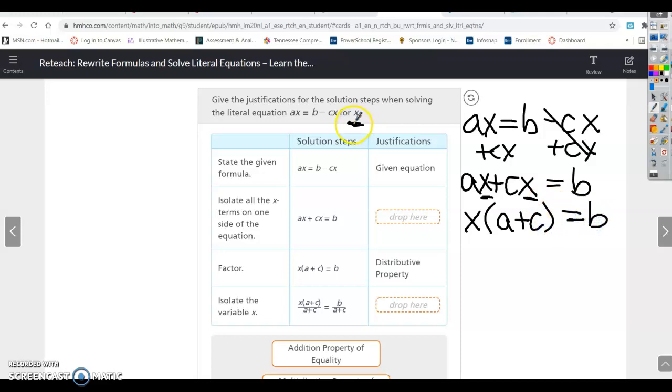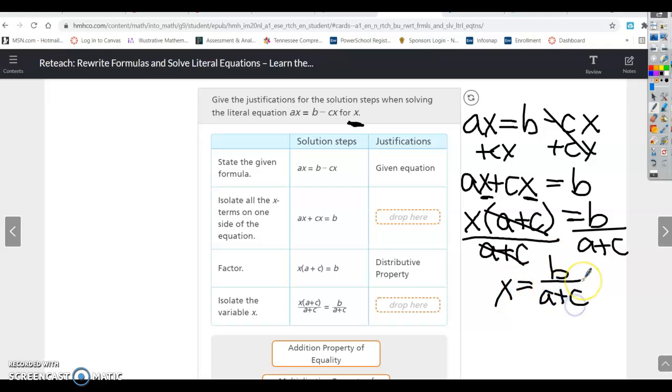All right, again, remember we're solving for X, so our goal is to get X by itself. And so to get rid of multiplication, X times A plus C, we have to divide by A plus C. So divide both sides by A plus C. Anything divided by itself equals 1. So X equals B over A plus C.